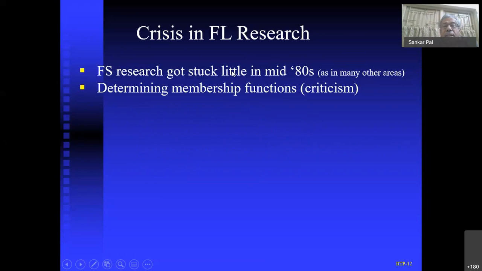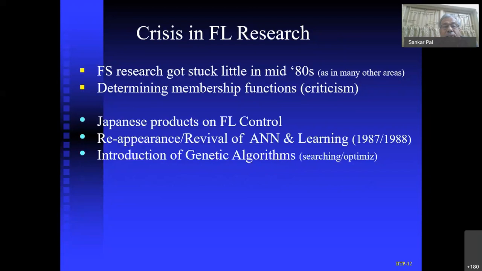The main criticism was the membership function. How do you find the membership function? Though you can derive it from data, just like a probability density function. But then the Japanese product of fuzzy logic control came about. The first Japanese product of fuzzy logic was the Sendai Subway. That means without holding the strap, you don't have any kind of jerk. It smoothly starts, smoothly stops. That is the first fuzzy logic operation in Sendai, Japan.